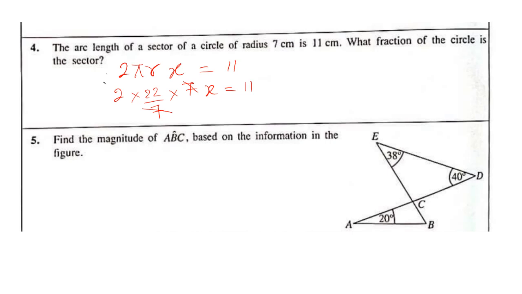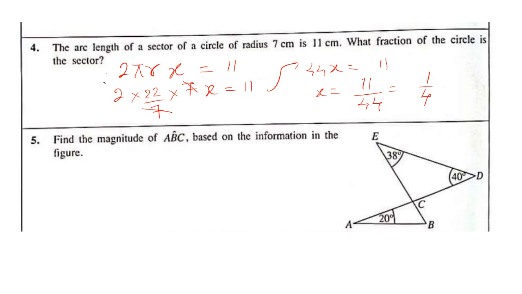you can do it this way. 44x is equal to 11, so x is equal to 11 divided by 44, that is 1 over 4. So this is the answer. What fraction? The fraction is 1/4. So 1/4 of the circumference is 11 centimeters. So 1/4 of a circle has been taken as the arc length here. So you can do it this way.